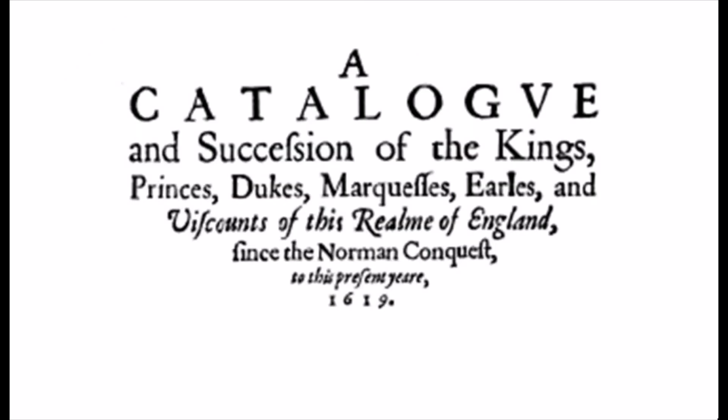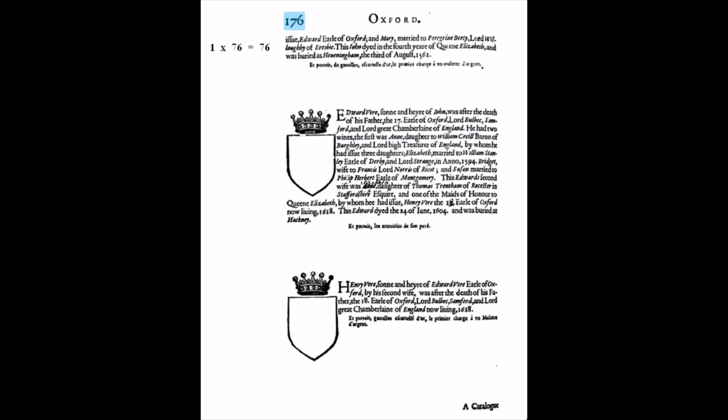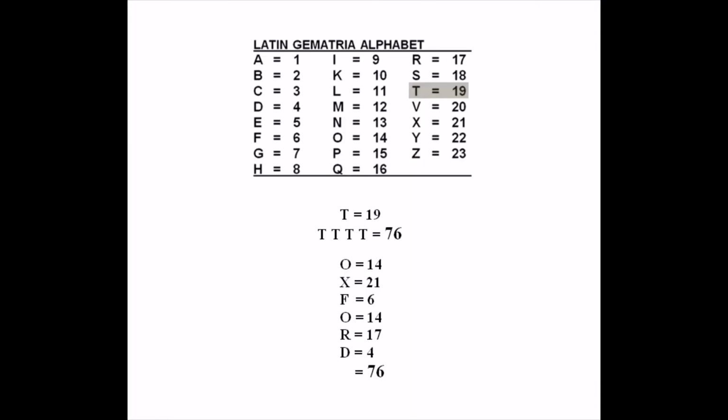From Wriothesley's page in the Catalogue of Honor, let's take a look at the Catalogue of Succession, which was printed 9 years later. The page with Edward de Vere is 176. 1 times 76 equals 76. With gematria, t is equal to 19. 4 t's, or 19 times 4, equals 76. Also, the letters of the name Oxford add up to 76.